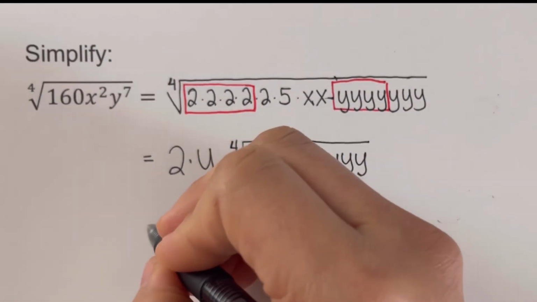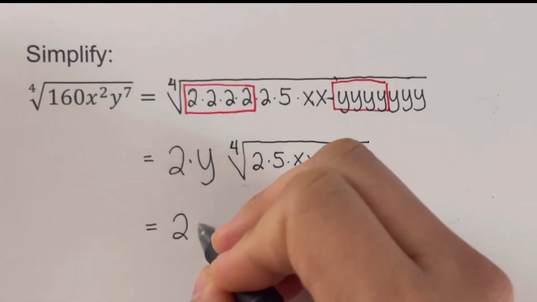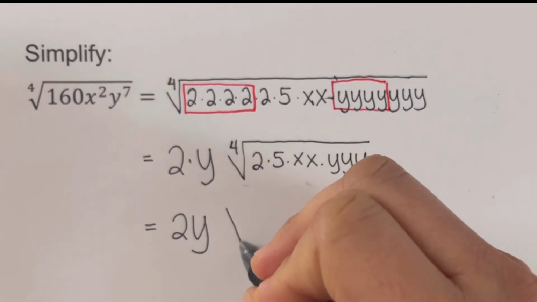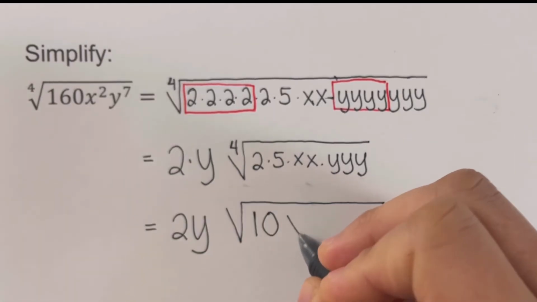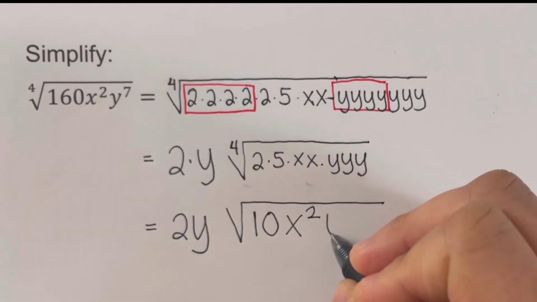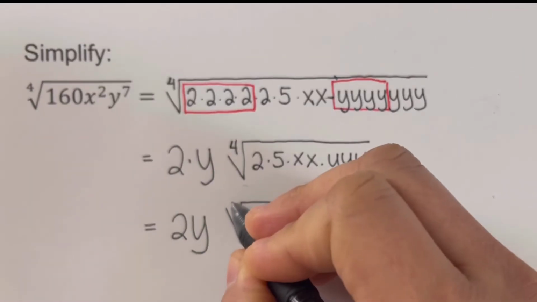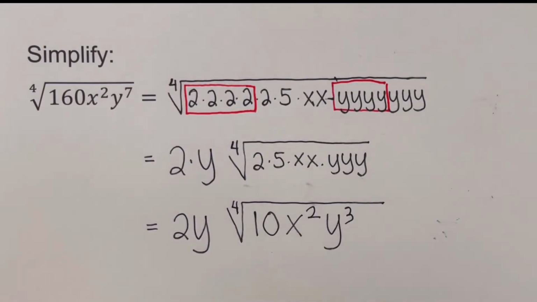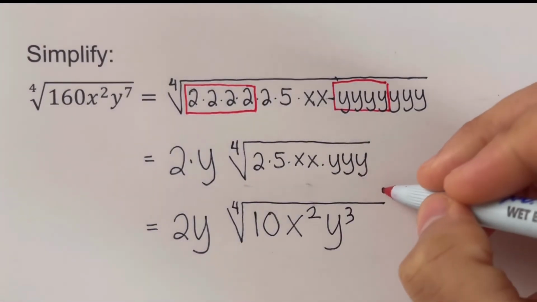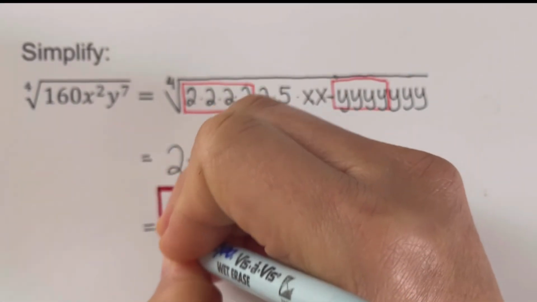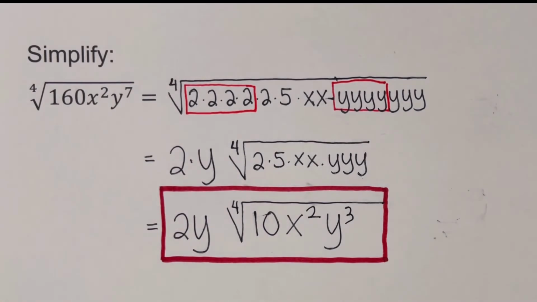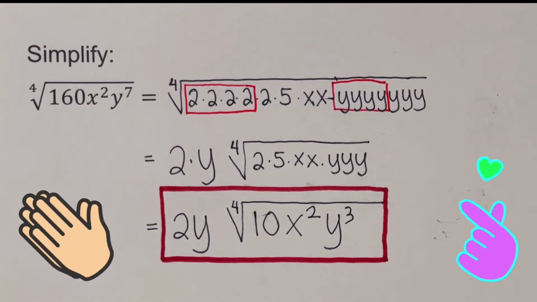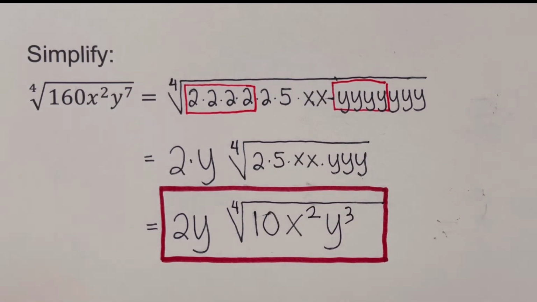So we can go ahead and simplify this further. That would be 2y. Fourth root of 5 times 2 is 10. There are 2 x's, that's x squared, and there are 3 y's. And again, this is to the fourth root. So this is the simplified version of the fourth root of 160x squared y to the 7th. Did you get the same answer as this? Good. Perfect. Now let's move on to the next example.